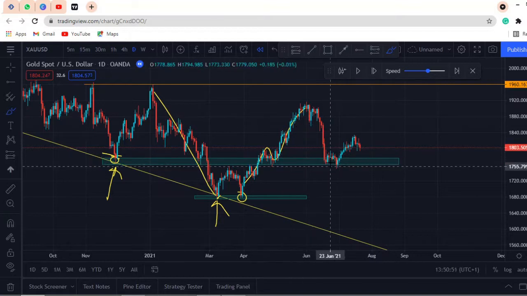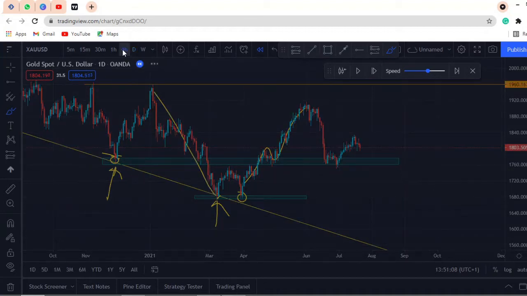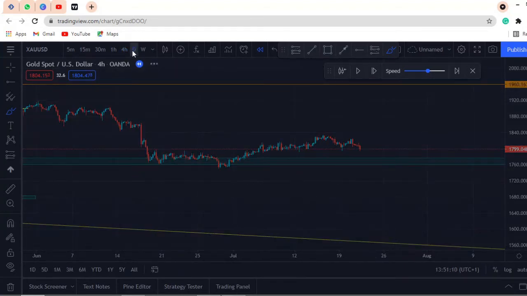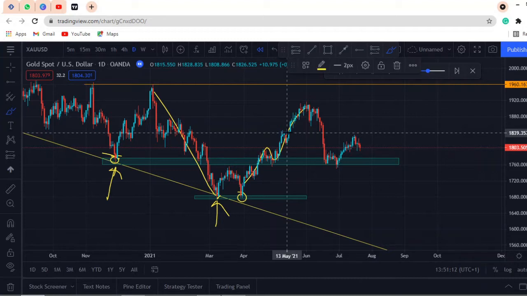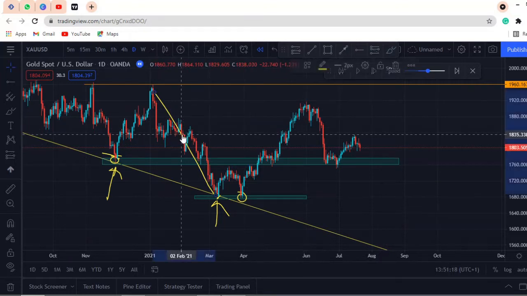Then it came again to test this zone here, and you see that it forms some sort of another double bottom. Then you see that it's been buying. Let's go to the 4-hour time frame, but before that, let me clear this quickly so that nothing is standing in our way, and so that I can see the chart clearly.